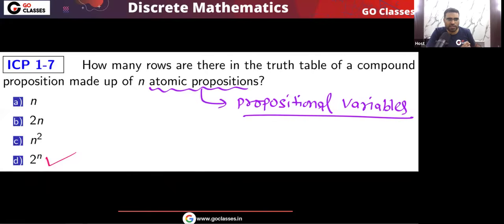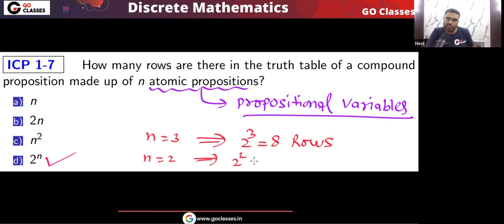So very simple point. If you have n equal to 3, then you can notice 2 power 3, that is 8. 8 rows will be there. If you have n equal to 2, then we have already seen that 2 power 2, that is 4 rows will be there. So if you have n, then there will be 2 power n rows. Very simple. Now let's move on.